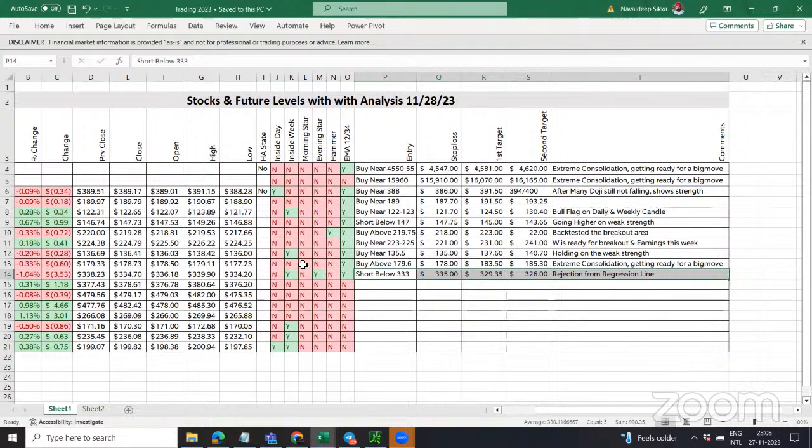And I'll change a little bit of color coding so that we'll have much clearer information. All right.